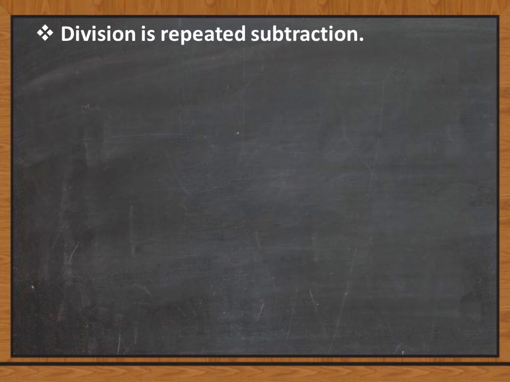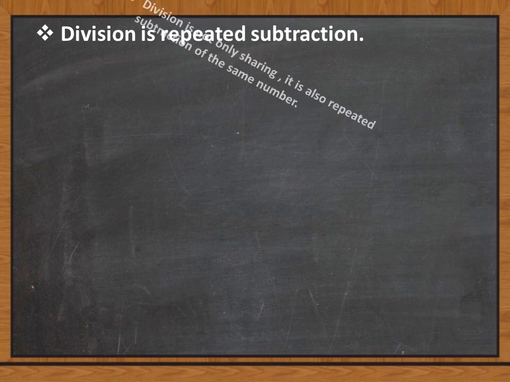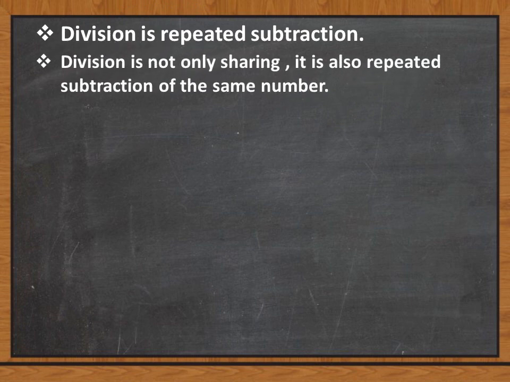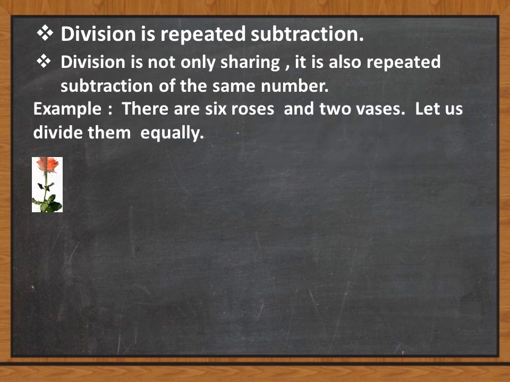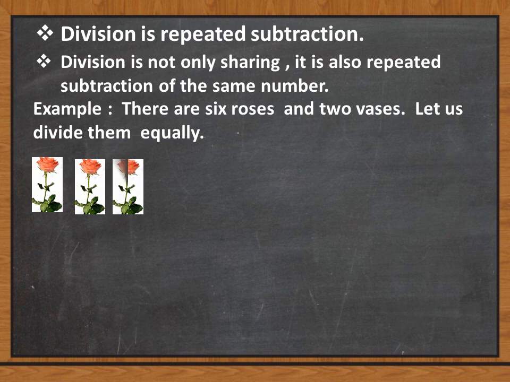Division is repeated subtraction. In previous examples we did division by sharing, but division is not only sharing, it is also repeated subtraction of the same number. Let us understand it through an example. There are 6 roses and 2 vases. Let us divide them equally.